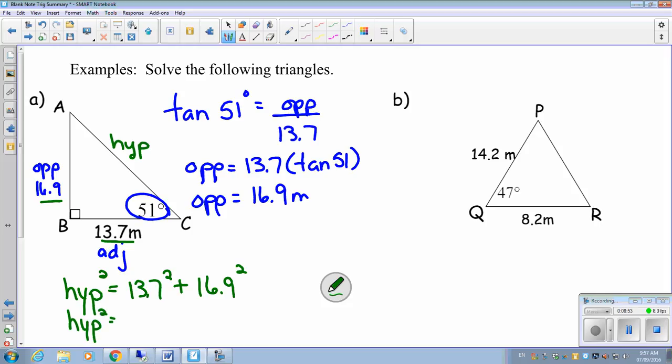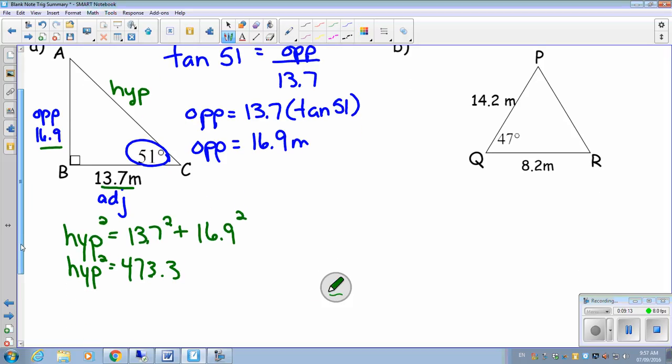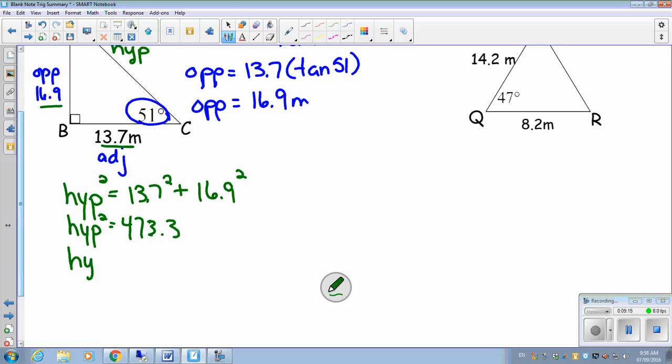13.7 squared plus 16.9 squared gives me a big number of 473.3, not 7. 73.7. I did it again. Third time's the charm. And then to figure out the hypotenuse, to get rid of that squaring, I do the square root. So I now know that my hypotenuse is 21.8 meters long.